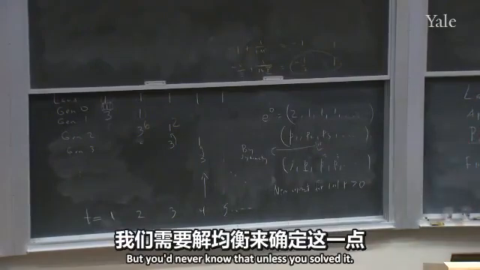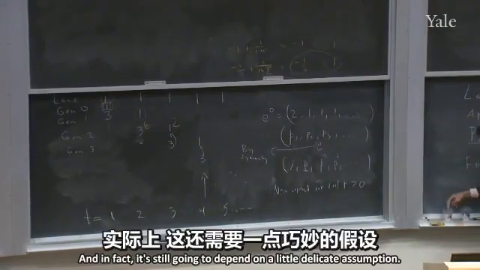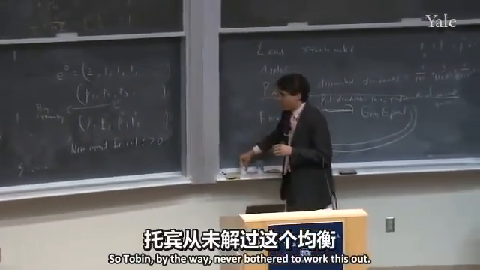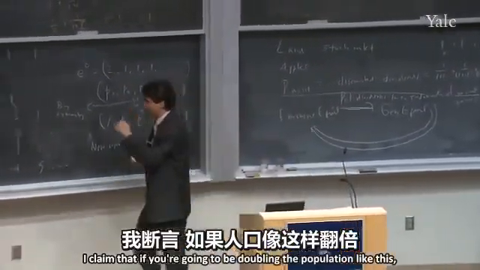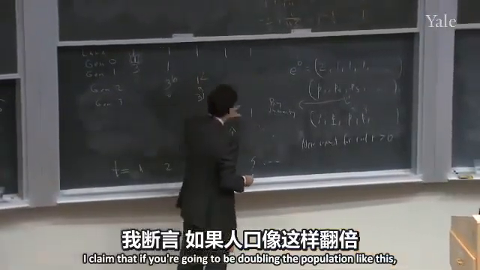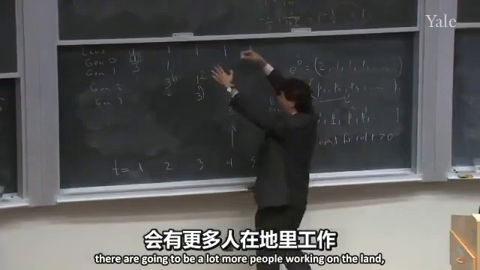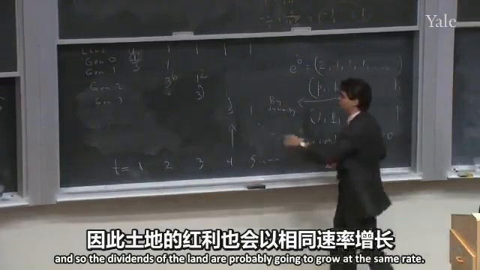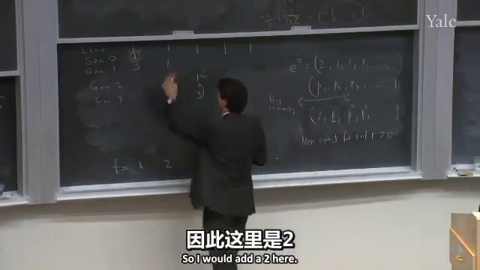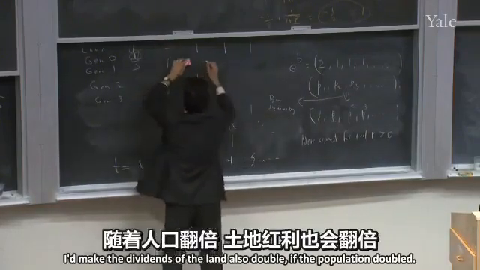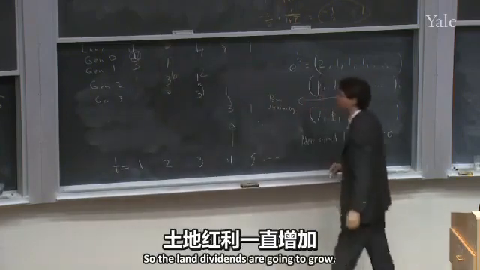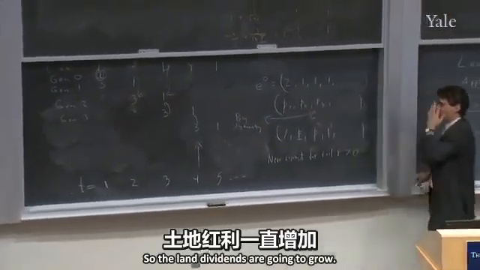Okay, but you'd never know that unless you solved it. And in fact, it's still going to depend on a little delicate assumption. So Tobin, by the way, never bothered to work this out. I claim that if you're going to be doubling the population like this, there are going to be a lot more people working on the land, and so the dividends of the land are probably going to grow at the same rate. So I would add a 2 here. I'd make the dividends of the land also double if the population doubled. Okay, so the land dividends are going to grow.